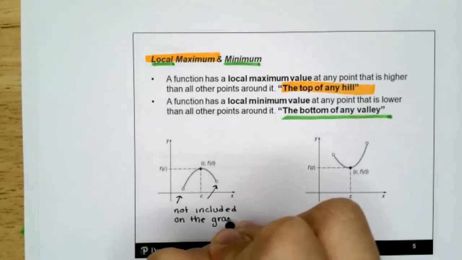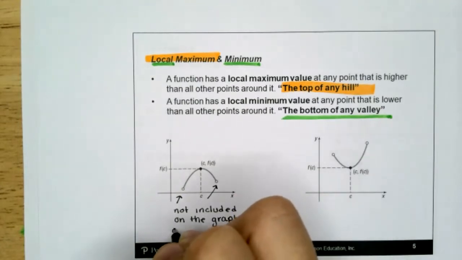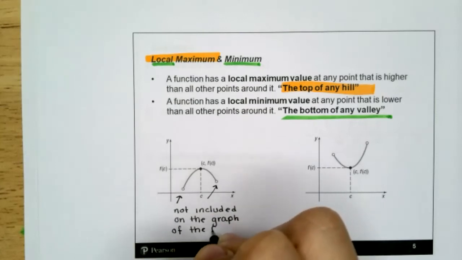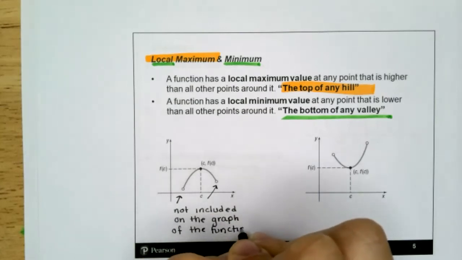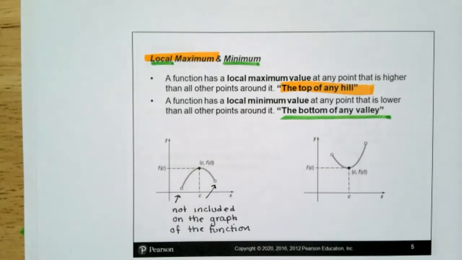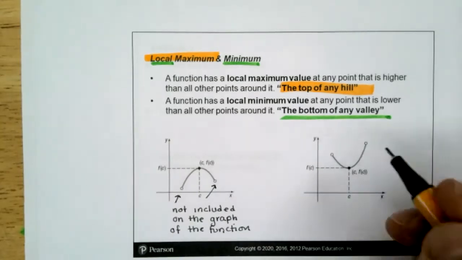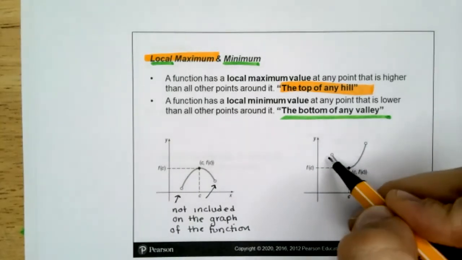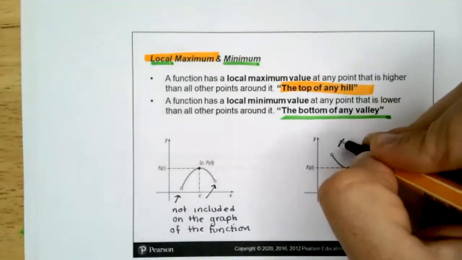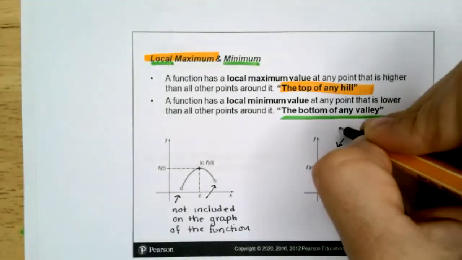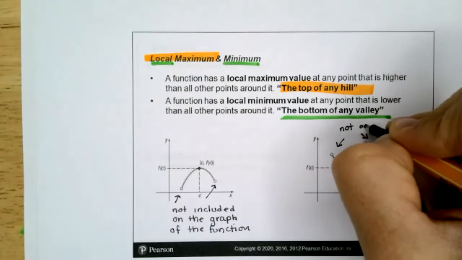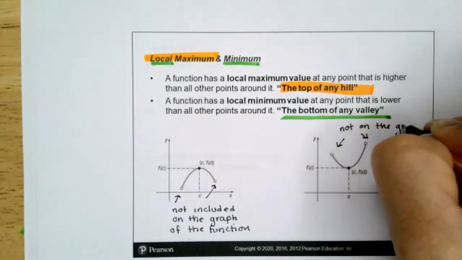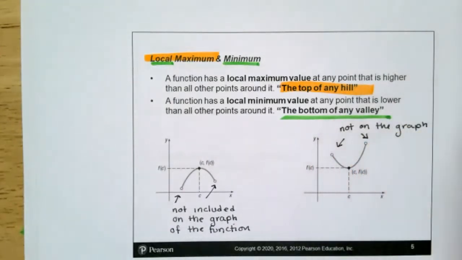Of the function, so not a part of the function. Okay. That point is included because it's filled in. These points are not included because they are hollow, not on the graph. Good.